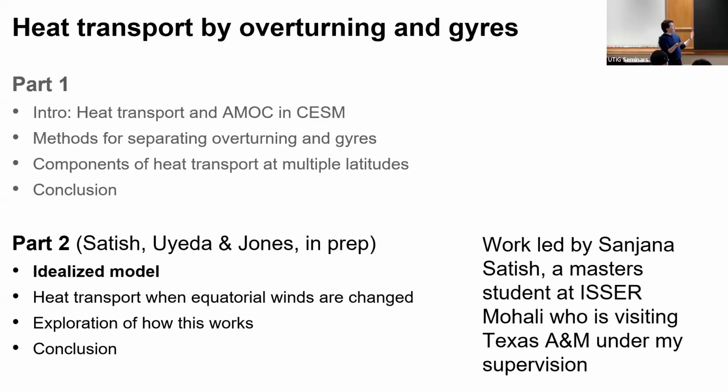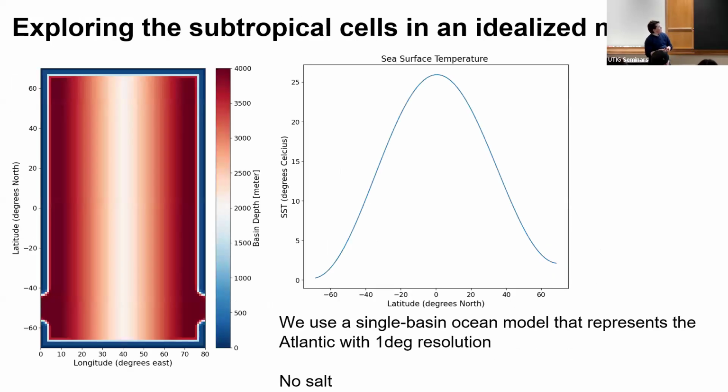Okay, and now I'm going to talk about a little bit of work that's led by Sanjana Satish, who is currently working with me. She's a master's student at an institution in India, ISSCR Mohali, but she's visiting Texas A&M, and I've been supervising her to do this work. So we're trying to understand a little bit more about these subtropical cells that are close to the equator, and we're going to do that using an idealized model, and this is that model.